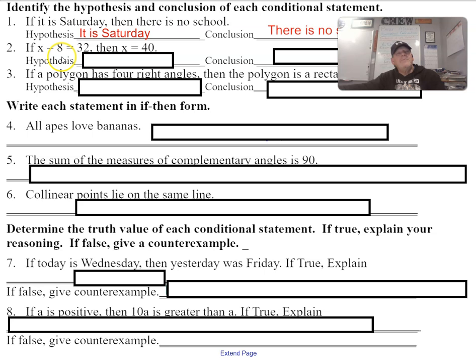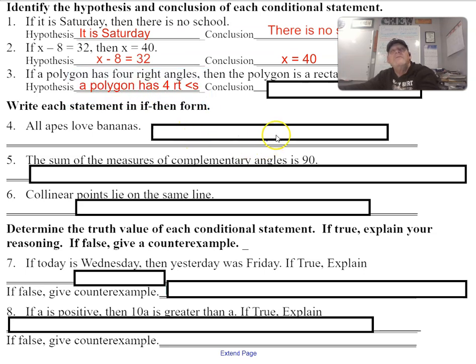Number 2, if x minus 8 equals 32, then x equals 40. And we know that's going to be a true statement. It's just basic algebra. The hypothesis follows the if, x minus 8 equals 32. The conclusion follows the then, x equals 40. Number 3, if a polygon has 4 right angles, then the polygon is a rectangle. The hypothesis follows the if: a polygon has 4 right angles. The conclusion follows then: the polygon is a rectangle.